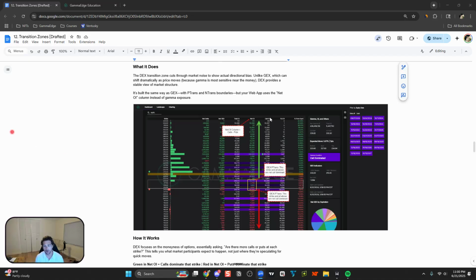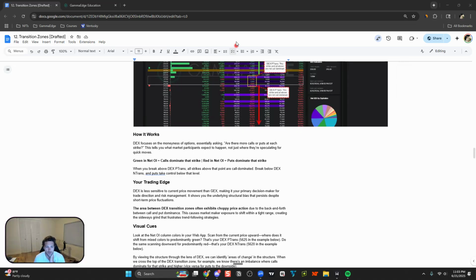we just talked about. However, this zone is based off of the net OI column in our web app dashboard, which you can think of effectively as the distribution of speculation in the market. So think of this as the total size of speculation occurring at a specific strike and then up and down the entire complex.